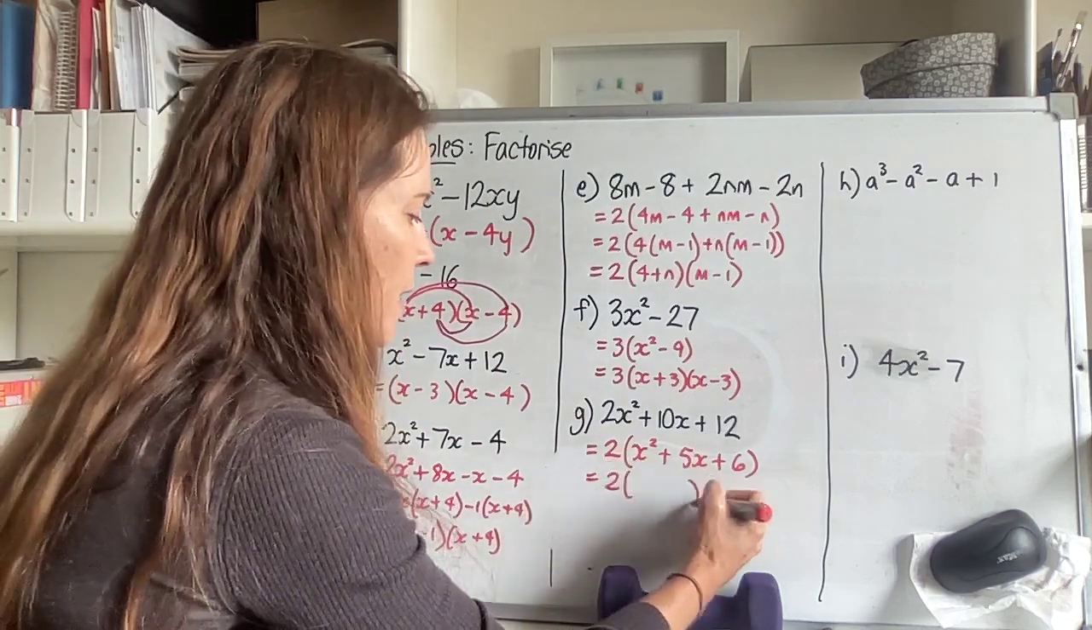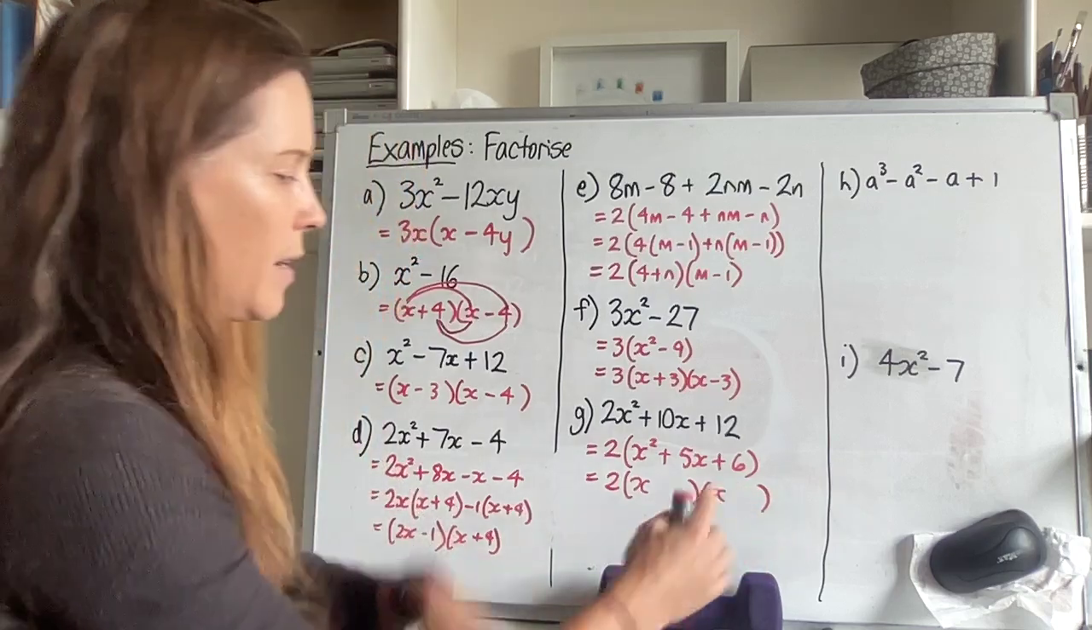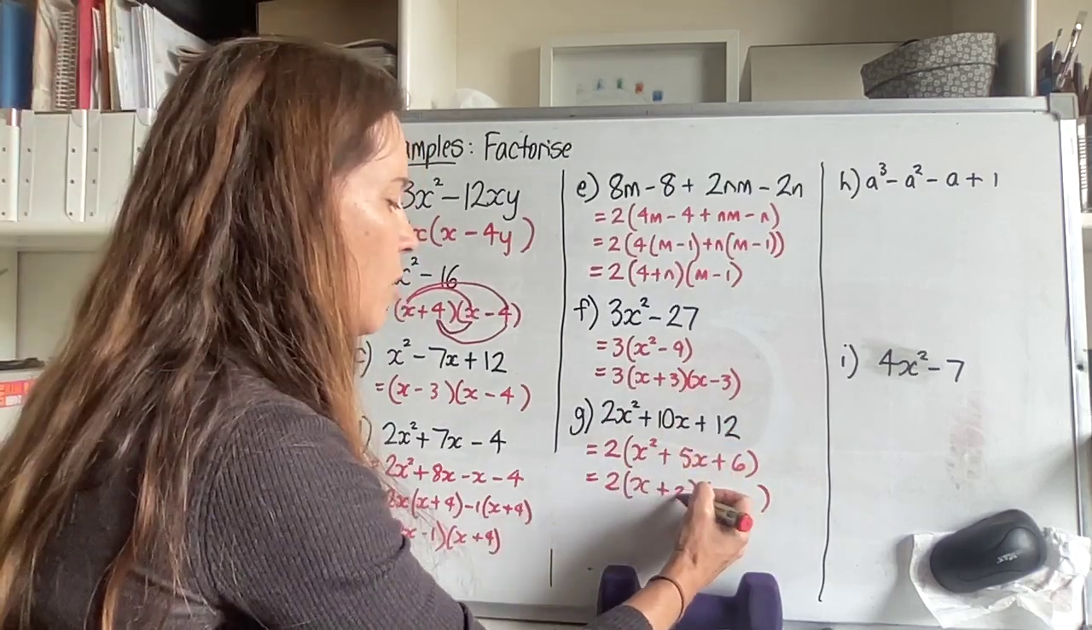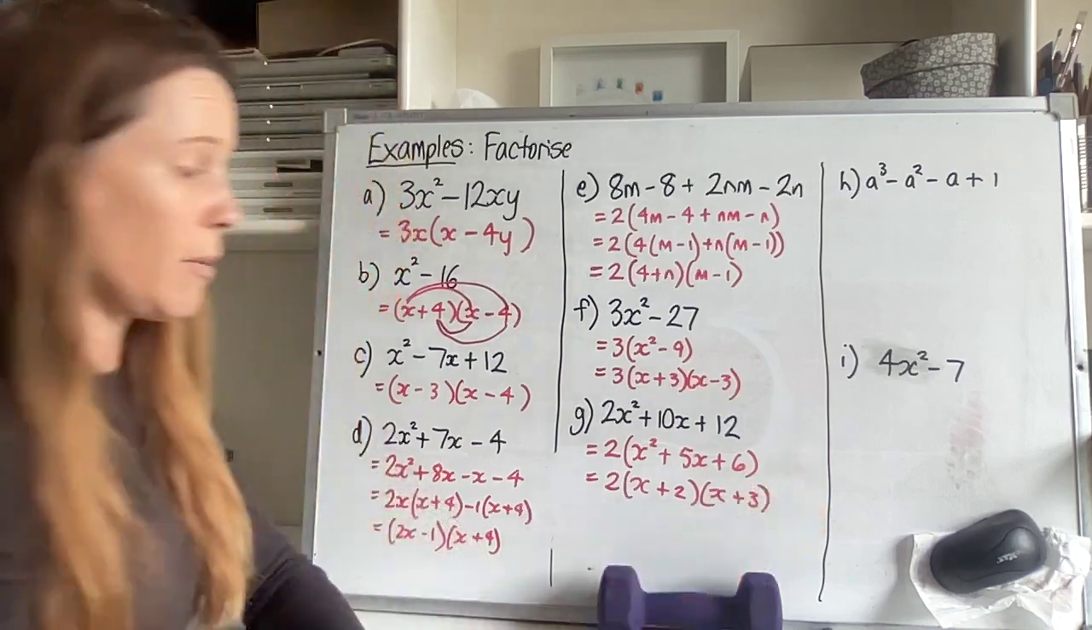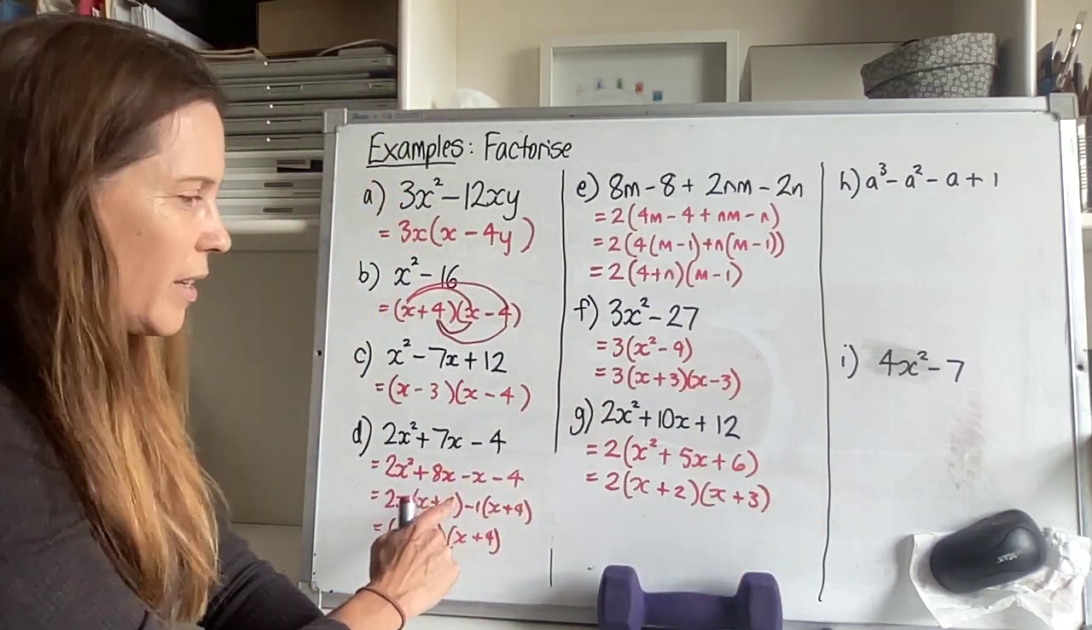So I can see here that I need 2 sets of brackets. I need x at the start of each one, and then I need 2 numbers that multiply to make 6 and add to make 5. So I need plus 2 and plus 3. And that was a lot easier than trying to tackle it with this method here. Potentially I still end up with the same answer.